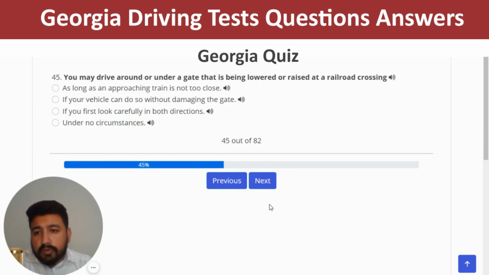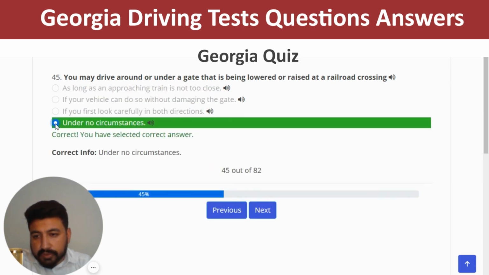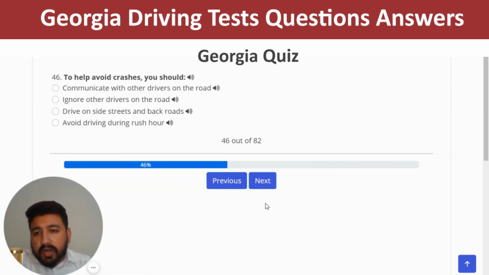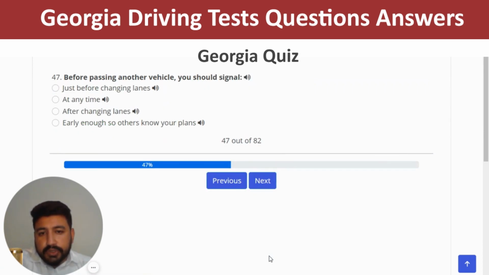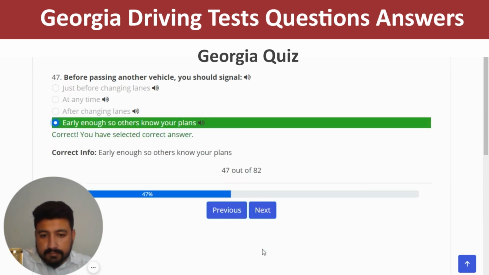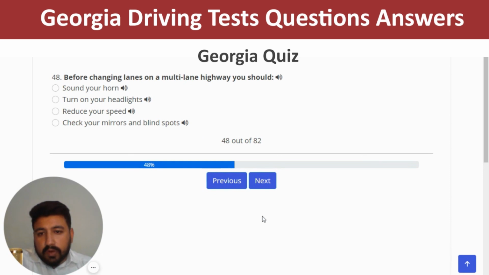Correct. And next, you may drive around or under a gate that is being lowered or raised at a railroad crossing. The right answer is under no circumstances, which is last option. Right. And next, to help avoid crashes, you should. The right answer of 46th question is communicate with other drivers on the road. Correct. And next, for passing another vehicle, you should signal. The right answer is early enough so others know your plans. So last option. Yeah.